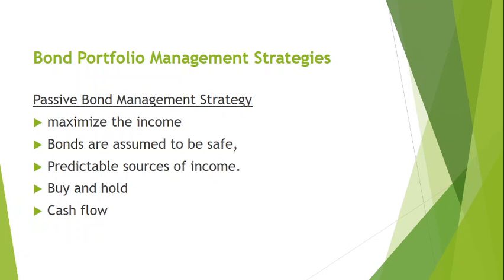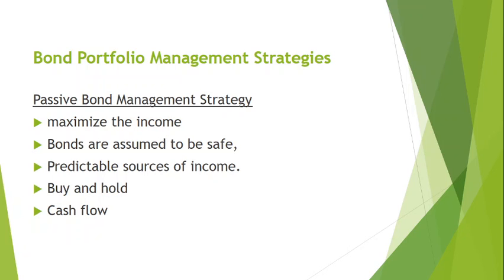Passive investing is for investors who want predictable income, while active investing is for investors who want to make bets on the future. Indexation and immunization fall in the middle, offering some predictability, but not as much as buy and hold or the passive strategy. Passive bond management strategy.